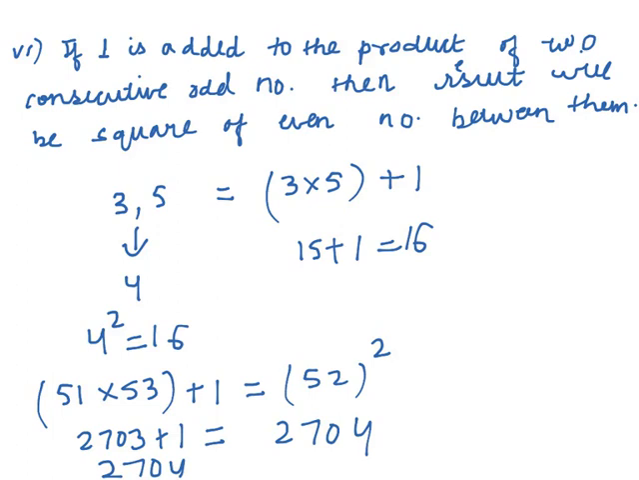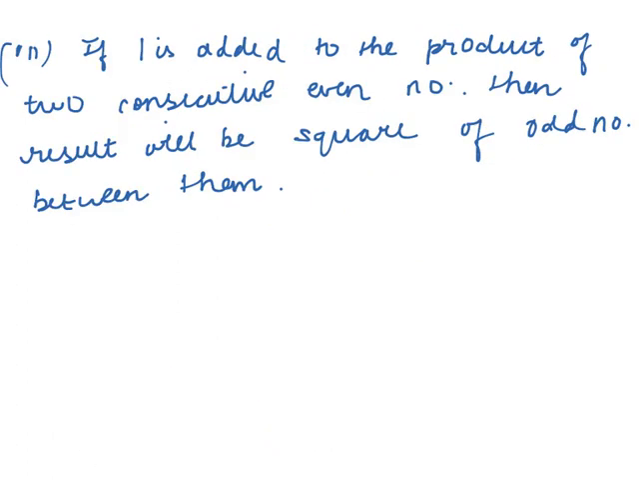And the next property is just the opposite of that: if we add 1 to the product of two consecutive even numbers, then the result will be the square of the odd number between them. For example, we have two even numbers 2 and 4. We multiply them and add 1 to it. The result should be 3 square, which is the only odd number between them. 2 times 4 will be 8.